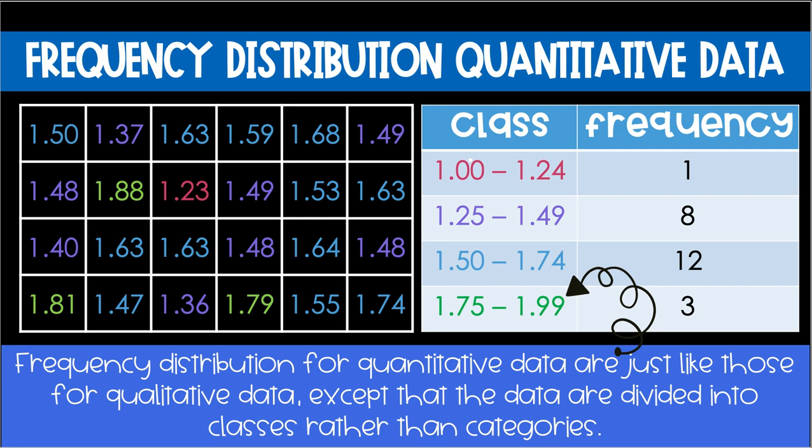We divide the data into classes, and then we count to construct a frequency distribution. So the frequency distribution is the same as it was for qualitative data. It's just that our data is now divided into classes instead of categories.